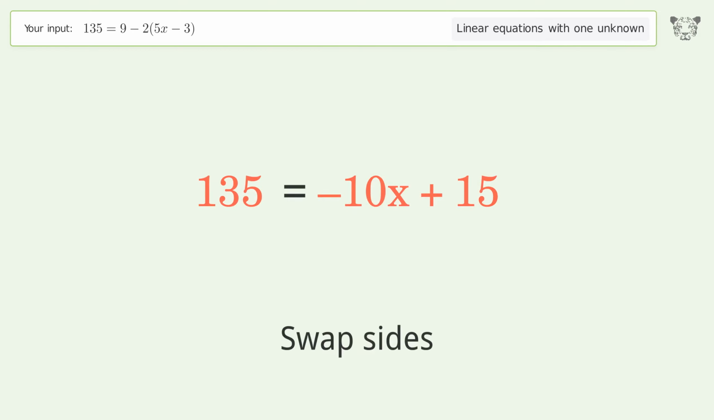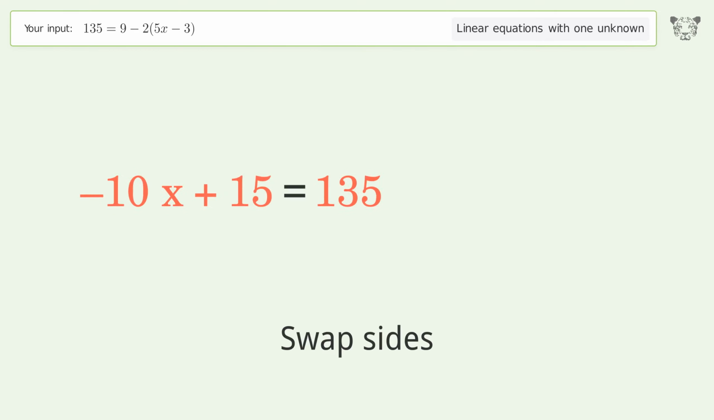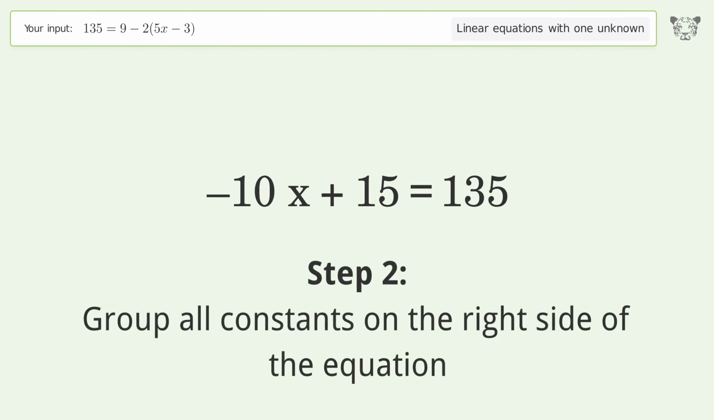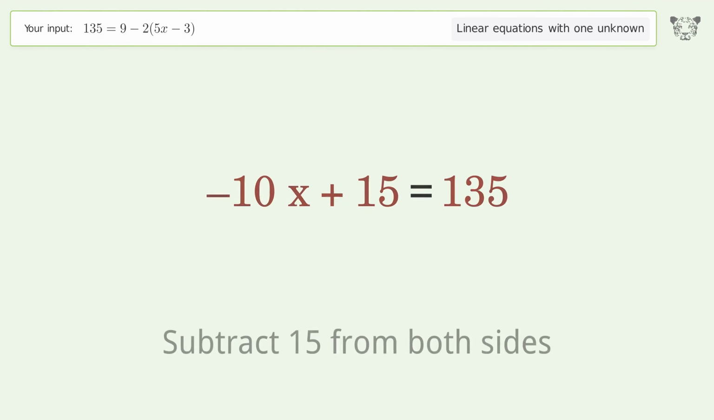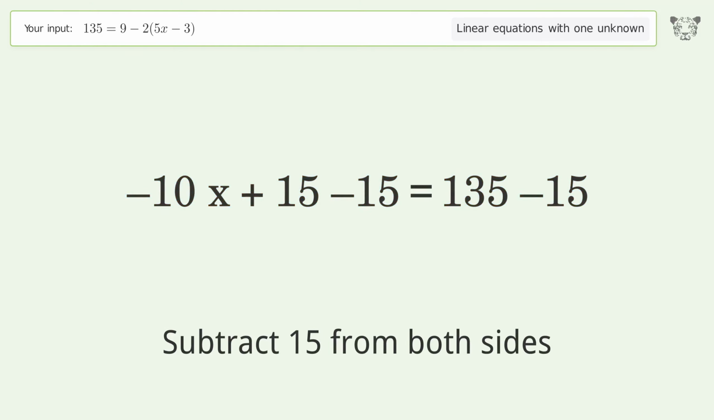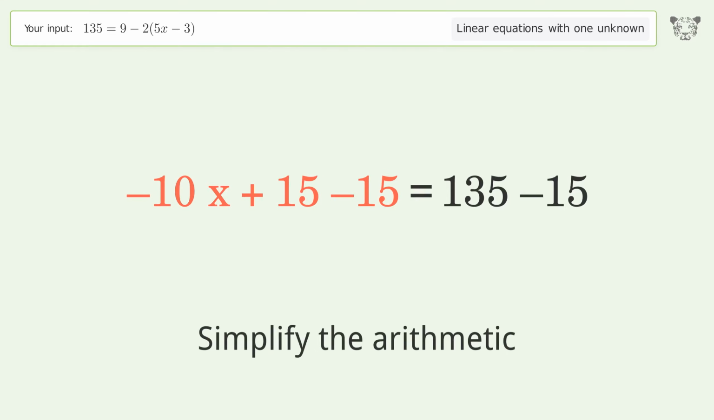Swap sides. Group all constants on the right side of the equation. Subtract 15 from both sides. Simplify the arithmetic.